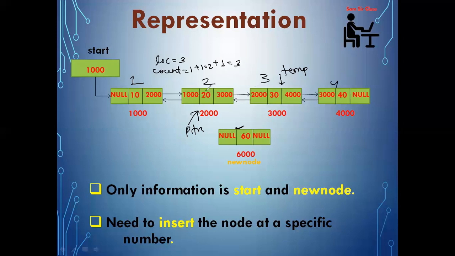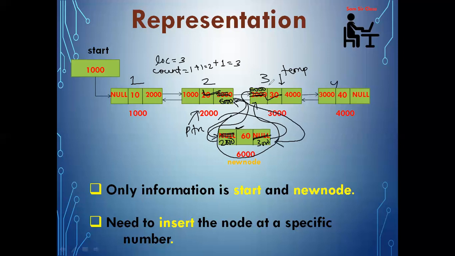Now, in between PTR and temp, I have to insert the new node. Very simple. I need to keep 6000 here so that the connection will be established. And I need to keep 2000 here so that the reverse connection can be established in the doubly linked list. I need to keep 3000 here so that this connection will be established. Also, in place of 2000, I need to keep 6000 so that the reverse connection will be established.